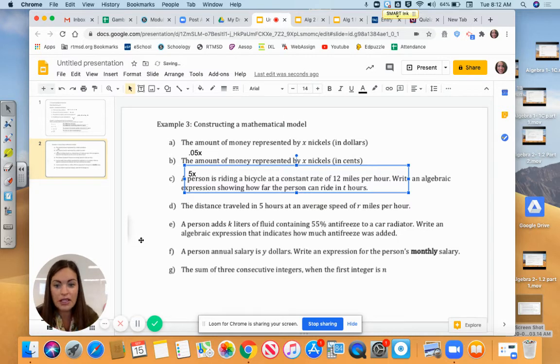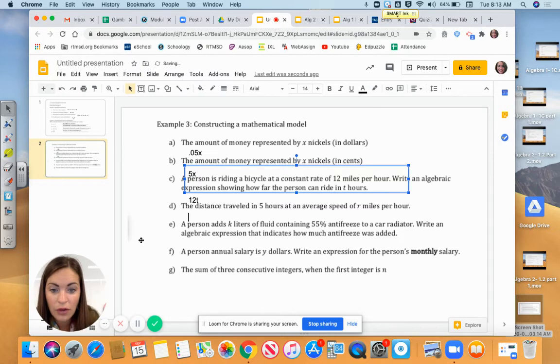So a person is riding a bicycle at a constant rate of 12 miles per hour. Write an algebraic expression showing how far the person can ride in t hours. Well, if they're traveling at 12 miles per hour, and let's say they are riding for 2 hours, we do 12 times 2 to get 24. So to make an algebraic expression for this, it would be 12 times how many hours they are riding, which is represented by t.